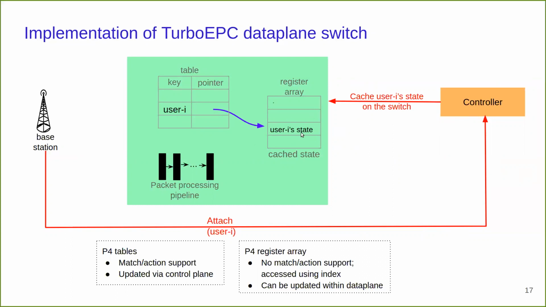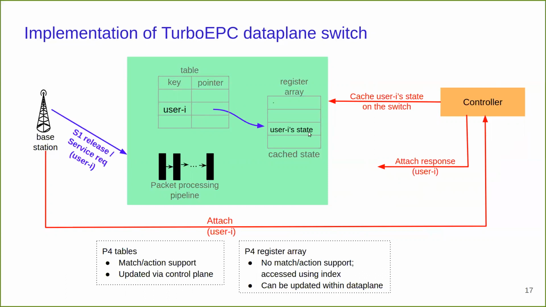We use this indirect approach because table values are updated by the slow control plane, whereas register values can be updated within the fast data plane. So the table value is used as a static index to the register array where the user state is stored. Once the attach process is done, the reply is sent back to the user from the core.